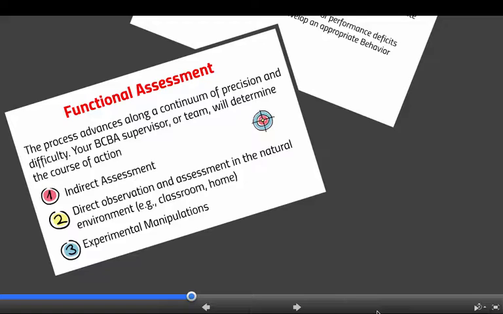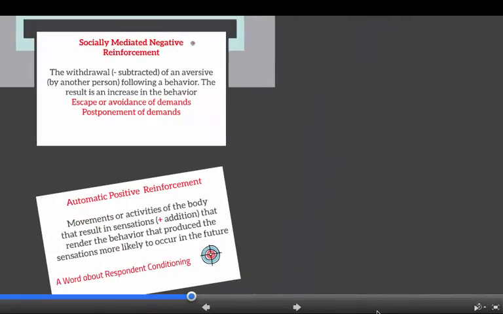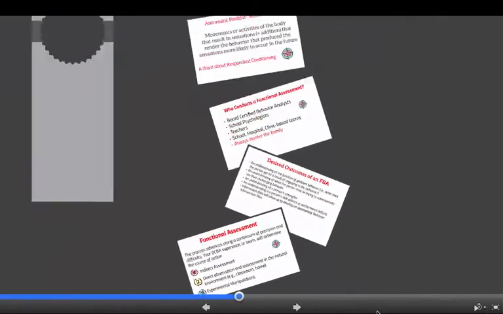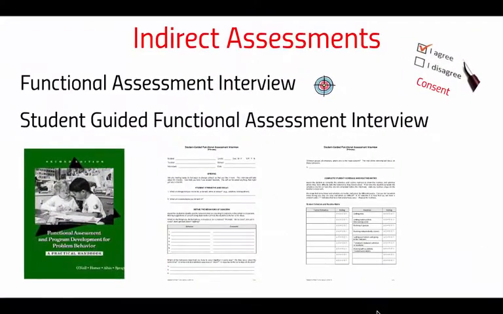So three types of assessment: indirect assessment, and then direct observation and assessment in the natural environment, and then experimental manipulation. So those are the three forms of assessments that we'll be discussing. The first one is indirect assessment.